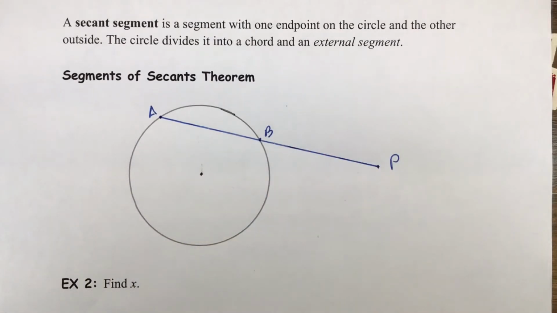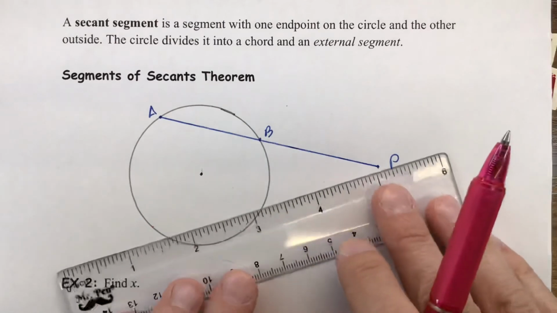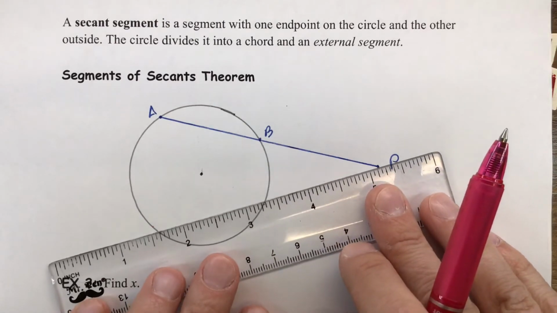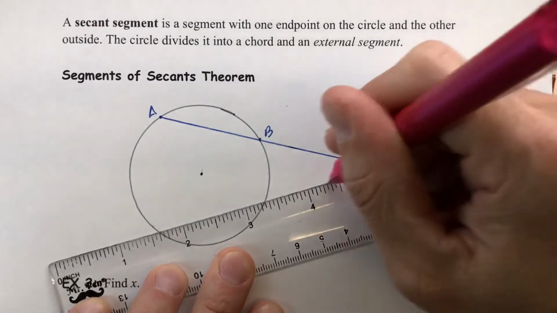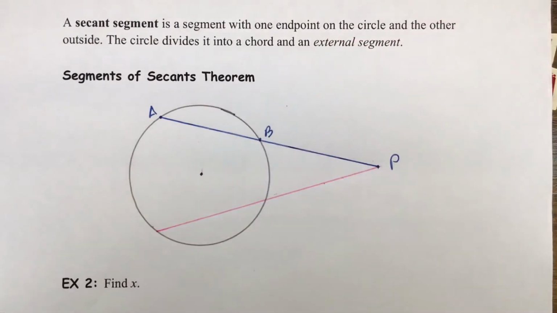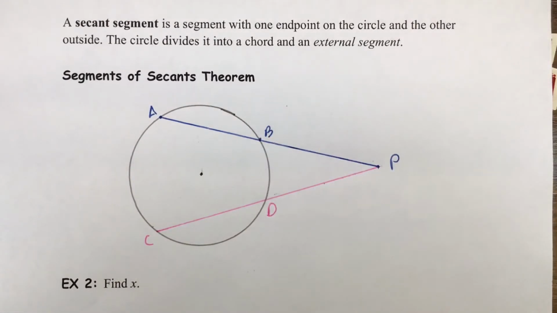What we're going to go ahead and do is add in a second secant segment that meets up at point P. Okay, so it can be located wherever you want, as long as it has an endpoint here. Let's go ahead and just connect in that spot. We'll call that point C, call that point D.